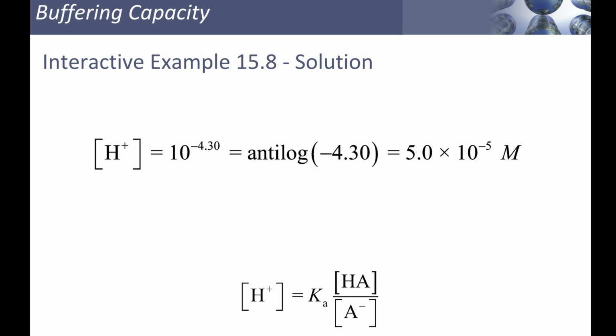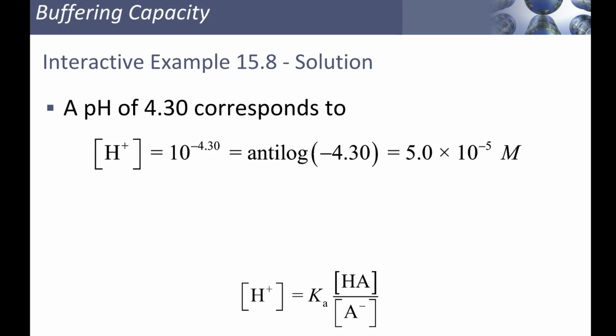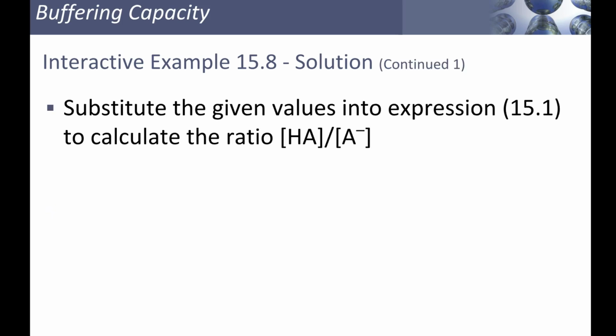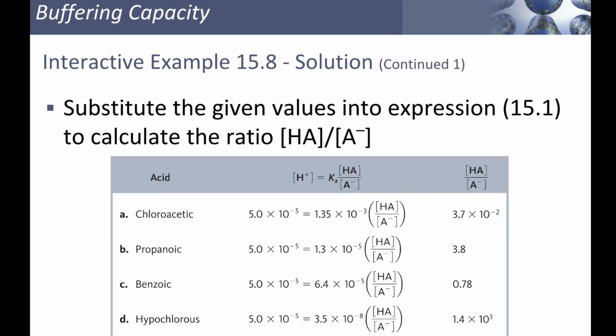Well, you know that you want pH to be 4.3, which means hydrogen ion concentration should be 5 times 10 to the negative 5, right? And you want HA over A times Ka to be that. So basically, what you want, right, is something that's going to give you the H plus concentration of 5 times 10 to the negative 5.